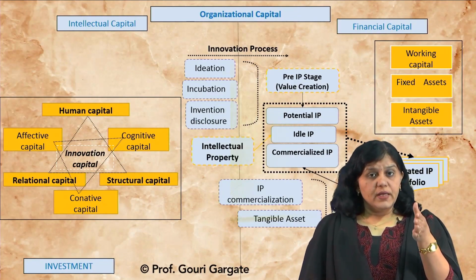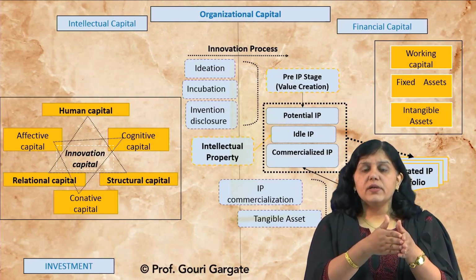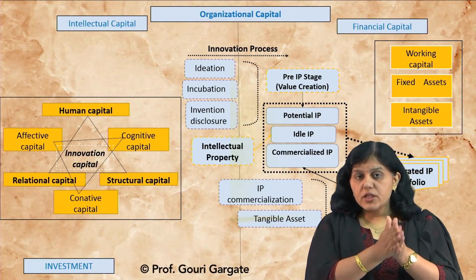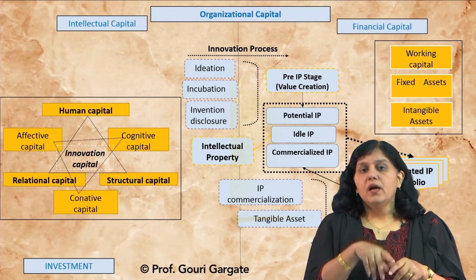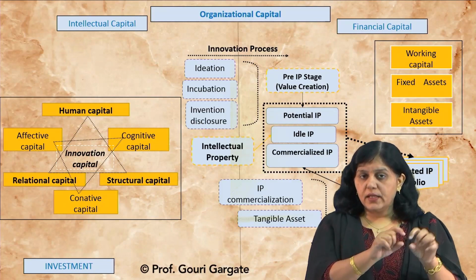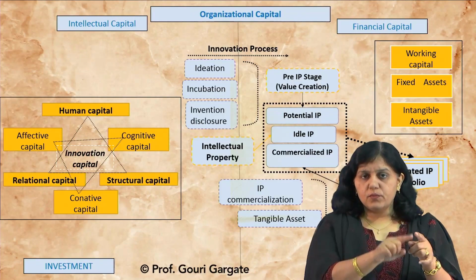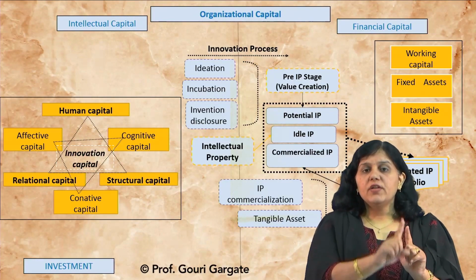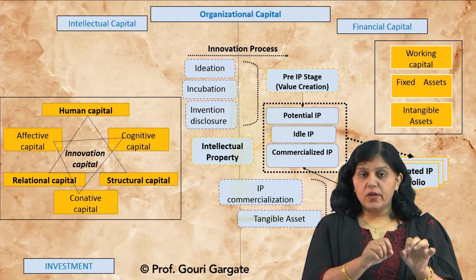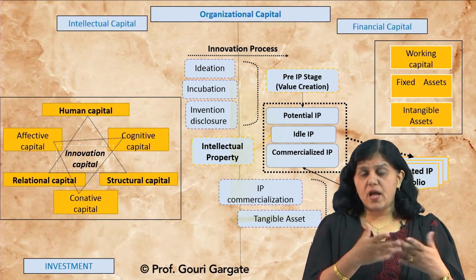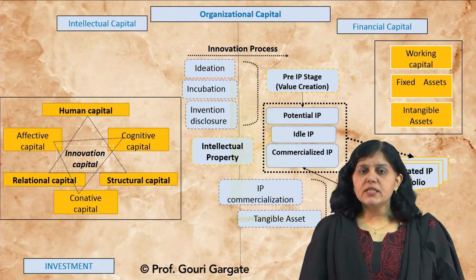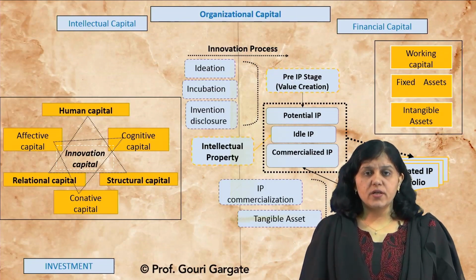Now, the probability is that in the 6th month or 8th month there is a chance of generating some potential IP. If that possibility is there, write it down in the timeline: 6th month or 8th month, potential IP. If that potential IP is there, you should be ready with the invention disclosure you are going to give.